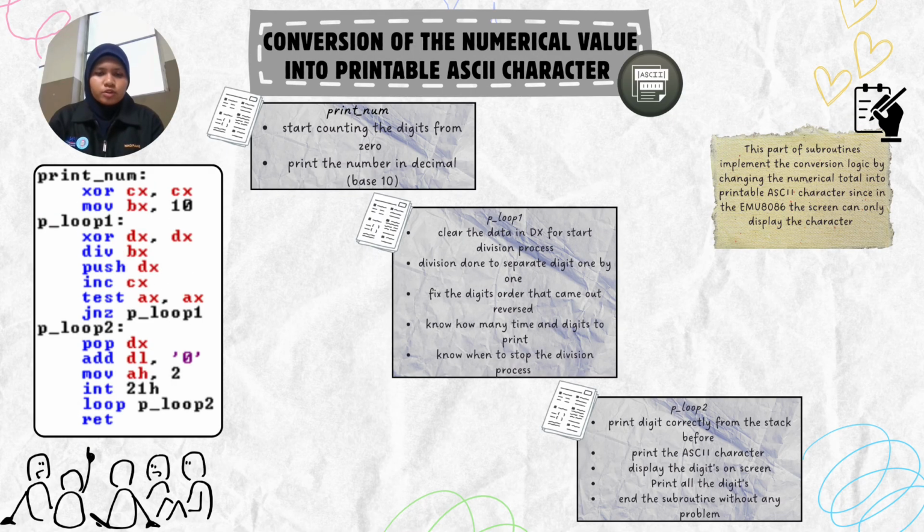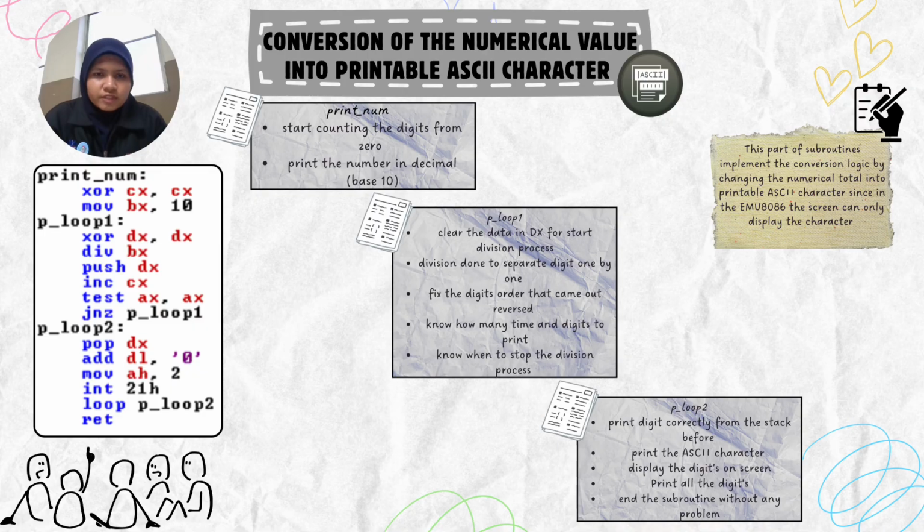For this section, I will explain how the conversion of the numerical value into a printable ASCII character happens. As we can see here, there are 3 parts that make it work together, which are print num, p loop 1 and p loop 2. For the print num part, the function is to start counting the digit from 0 and print the number in decimal, which means we need to convert it. It will be converted to base 10.